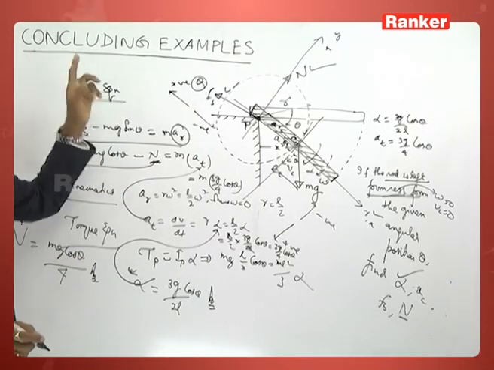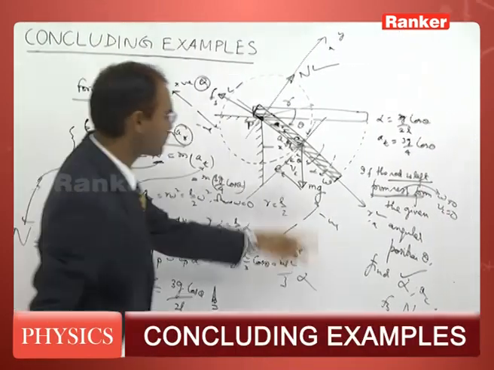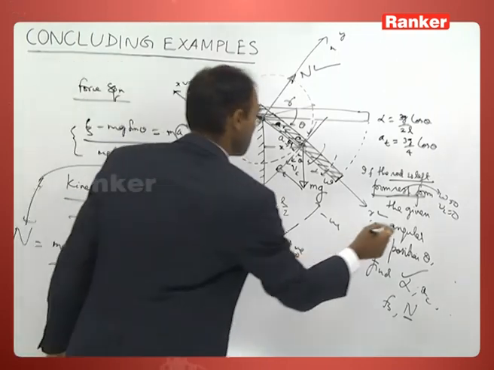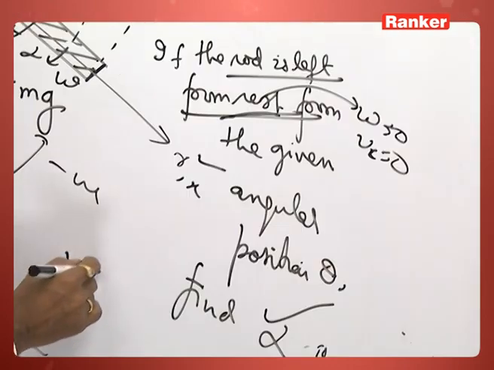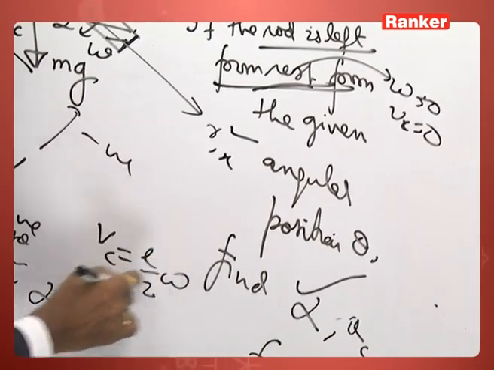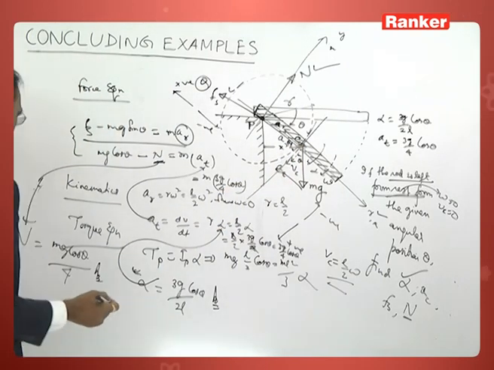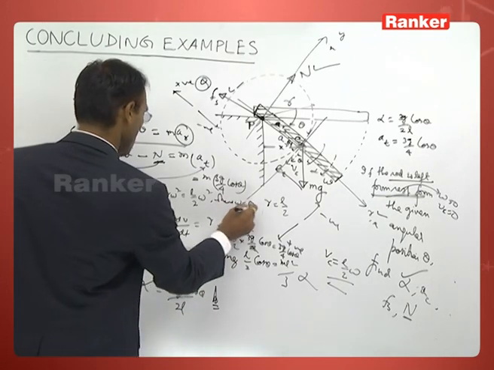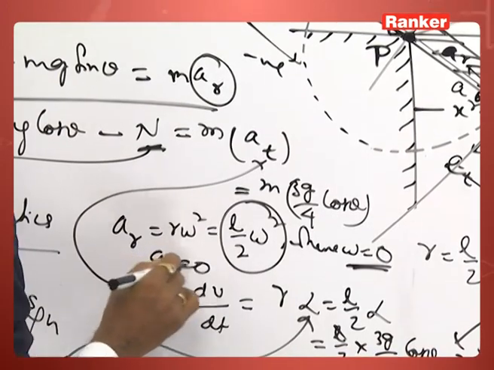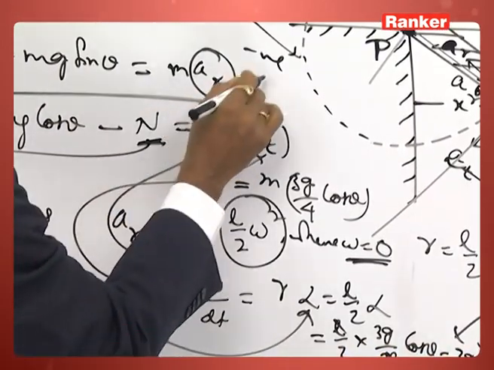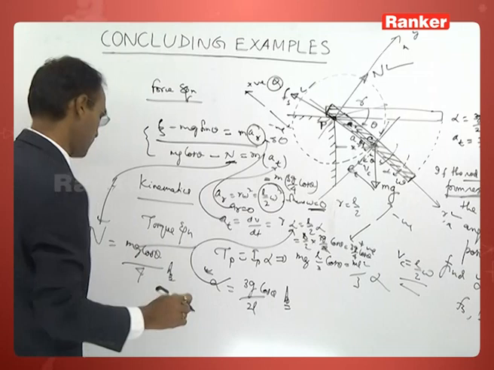Rest means translational motion is 0 and radial or rotational motion will also be equal to 0. Translational motion is characterized by the velocity of the center of mass, so Vc is equal to 0. Omega must be 0 because Vc is equal to L by 2 into omega for motion of the center of mass in a circular path. When you substitute omega is 0 in this equation, you get AR is 0. By substituting the value of AR is 0 here, we get Fs is equal to mg sin theta.